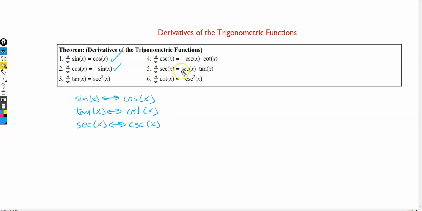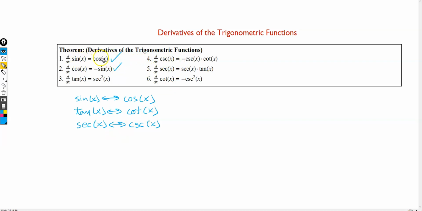Derivative of secant is secant times tangent. The partner of secant is cosecant, and so the derivative of cosecant is going to be negative cosecant times cotangent, where this cosecant is the partner of secant and the cotangent is the partner of tangent. So if you think of the 6 trig functions as being partners down here like this, you can really just get away with memorizing 3 of these.